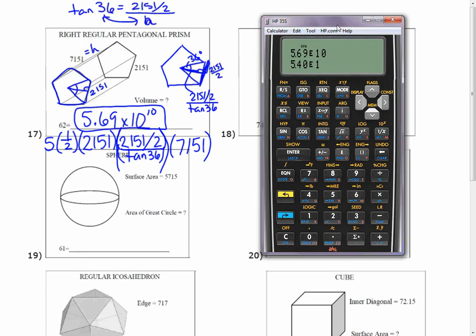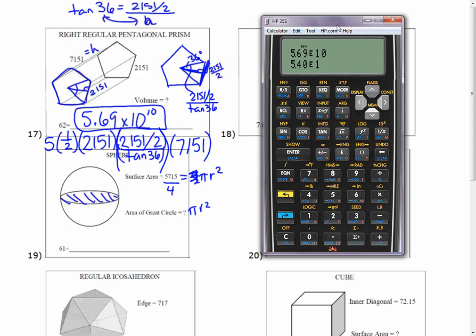For our sphere, we have surface area, which we know is 4 pi r squared. We want the area of the great circle, which just means that circle that goes through the middle of the sphere, that the diameter and radius of the sphere is based off of. And so that's going to be pi r squared. So if we look at both of those formulas, we should recognize that most of it is they have in common. So really we just need to take the surface area, divide it by 4, and that gets us that area of the great circle.